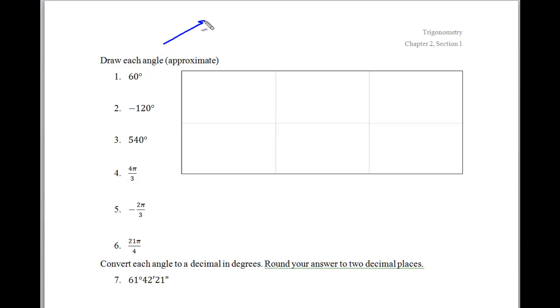When you draw an angle, an angle is comprised of two rays, which are half lines, that attach at a vertex. The initial side is where you will start to draw your angle, and the terminal side is where it ends. Now there are three ways to get from the initial to the terminal side.